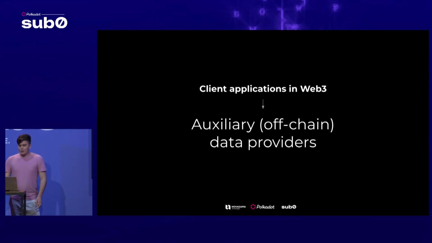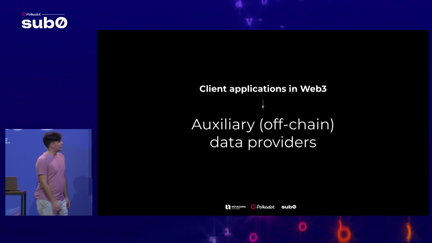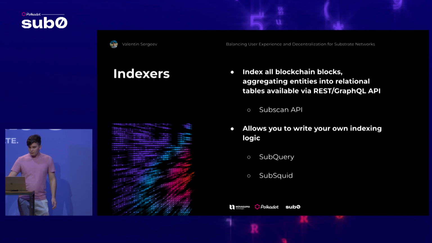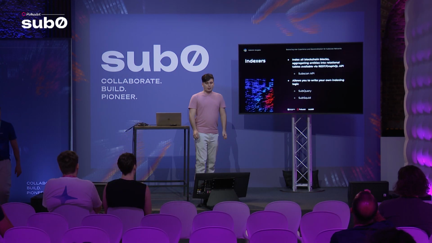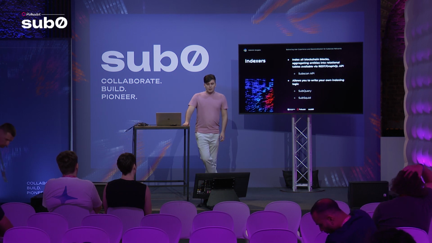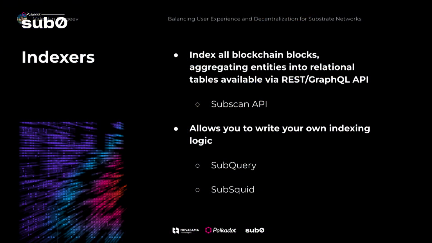So that's why we use off-chain data providers, such as indexers, which allow you to fetch some historical or aggregated information that is derived from on-chain data. I would split all indexers into two groups. The first one is general purpose APIs, like Subscan, which offers you a general purpose API for some common use cases like fetching all transactions, rewards, or whatever. However, it might not fit all of your use cases. So in that case, you should consider writing your own indexing logic using SubQuery or SubSquid.